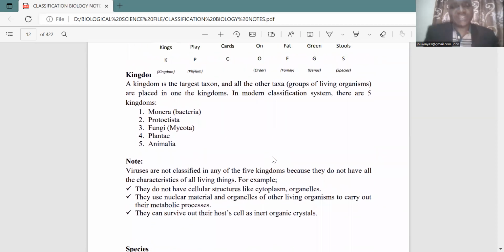I'm not going to go into the details of what I've already said, but just to pass through this video and note these few things about each. I've said the kingdom is not the largest. A kingdom is the second largest taxon after a domain of life. And we have 5 kingdoms: kingdom Monera, kingdom Protoctista, kingdom Fungi, Plantae, and kingdom Animalia.